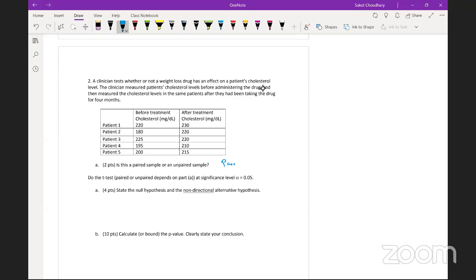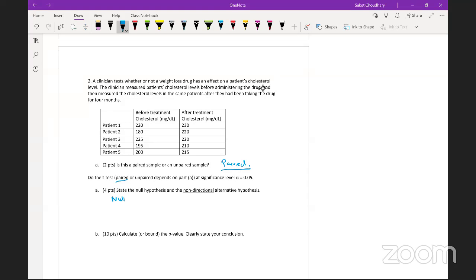This is pretty easy. Each patient is being tested 2 times, one with the treatment, one without the treatment, and hence it's a paired setting. The next question is do the t-test. It explicitly asks you to do the t-test, but you have to choose between paired versus unpaired. Since we have already chosen this option to be paired, we are going to do a paired t-test.